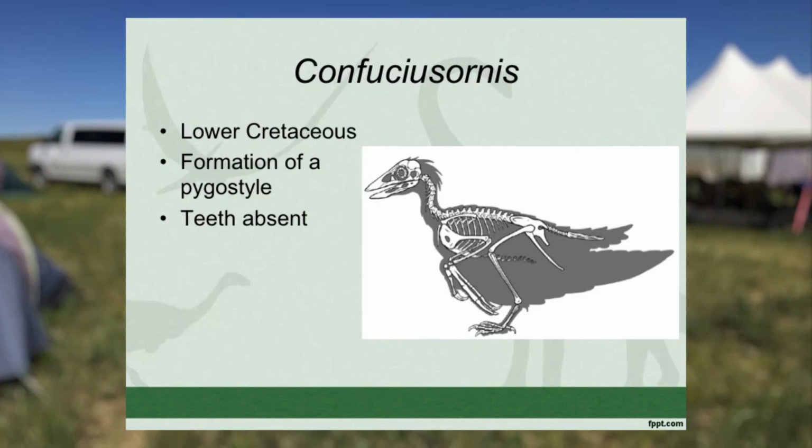So I'm trying to paint a snapshot of what evolutionary studies look like. Confuciusornis, Lower Cretaceous. What do we have now? Pygostyle. All right, we also have long fingers and claws, something that looks like a synsacrum. Teeth absent. So now we have an animal with a pygostyle and no teeth. More so like a bird.